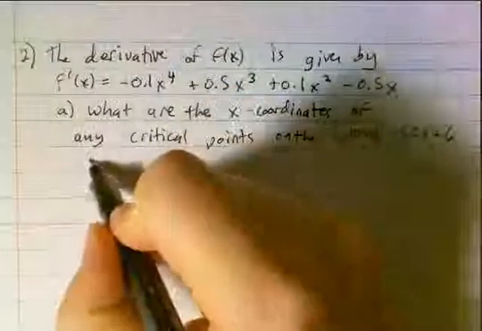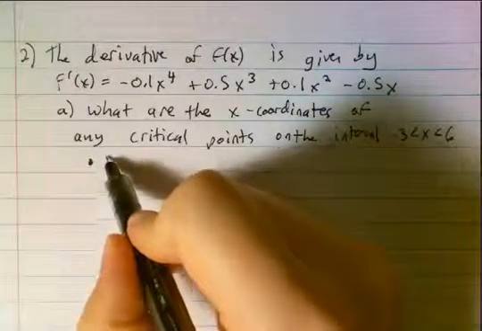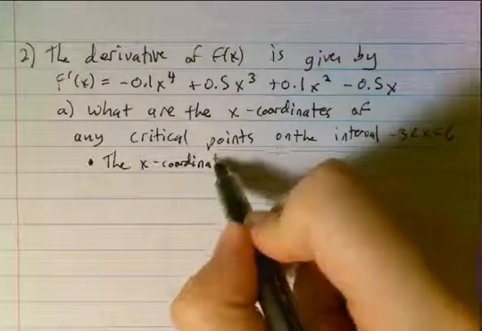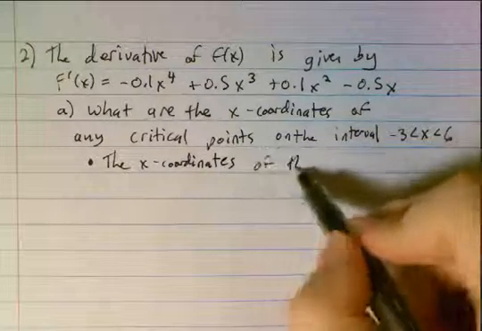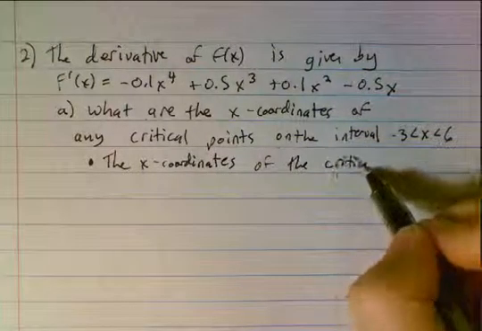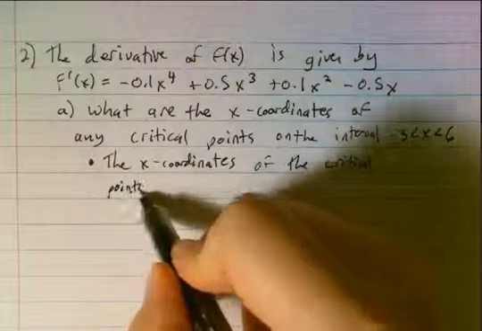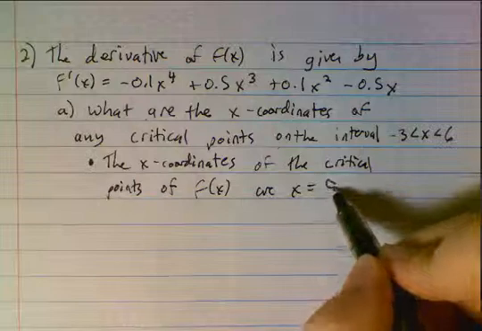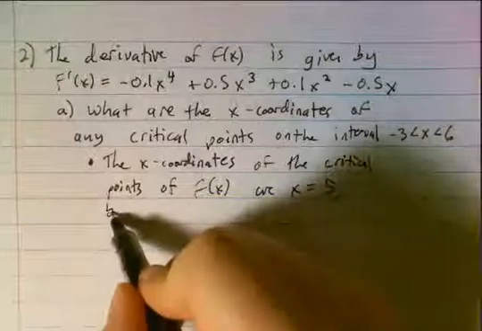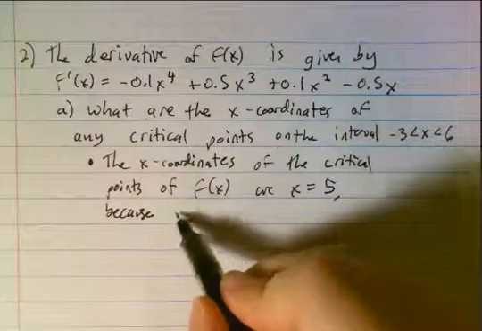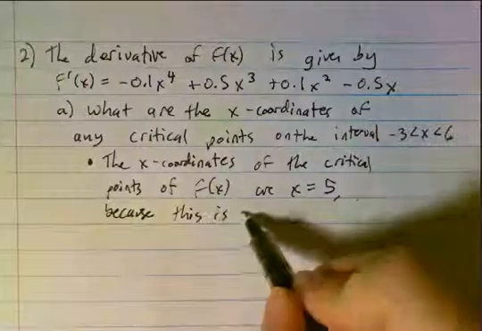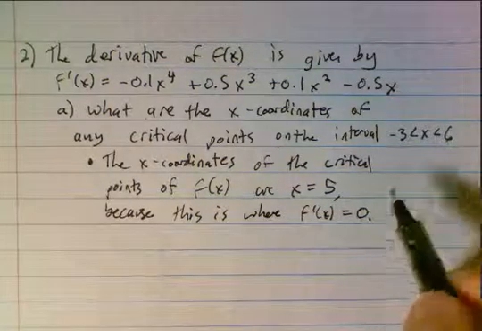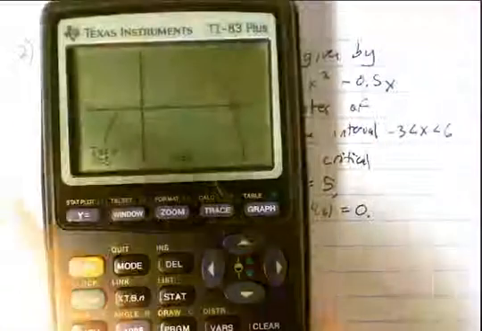So we're going to say the x coordinates of the critical points of f of x are x equals 5. Then we're going to have some more because this is where f prime of x equals 0. So let's find the rest.